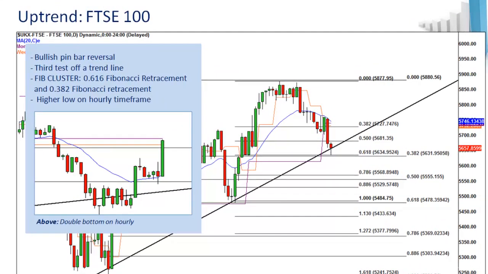So for the FTSE, we've got multiple reasons to go long. We've got bullish pin bar reversal, third test of a trend line, fib cluster, and a higher low on the hourly, building up our case for a long.